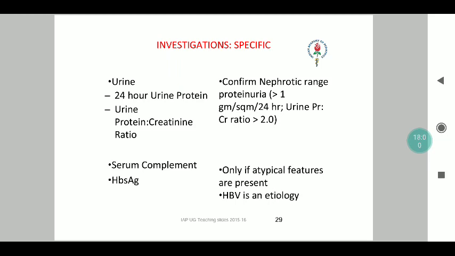Coming to the specific investigations, a 24-hour urine protein is to be done, and it will generally show a nephrotic range of proteinuria of more than 1 gram per meter square per 24 hours. Now the important thing is the urine PCR, that is protein creatinine ratio. A nephrotic range of PCR is more than 2.